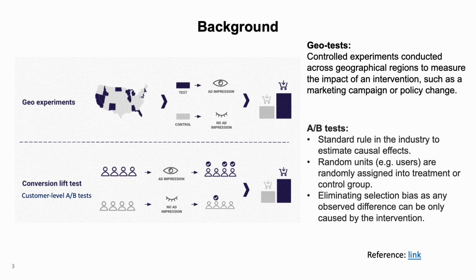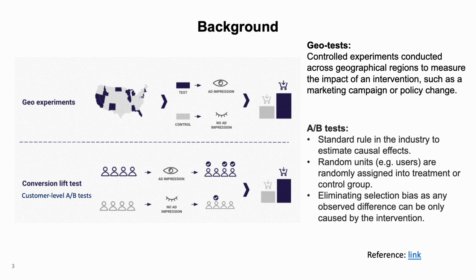As for Geo-tests, they are controlled experiments or A/B tests conducted across geographical regions to measure the impact of an intervention, such as a marketing campaign or a policy change. Instead of using users as random units, in Geo-tests, entire regions are assigned to treatment and control groups, allowing for real-world causal inference while minimizing cross-contamination.